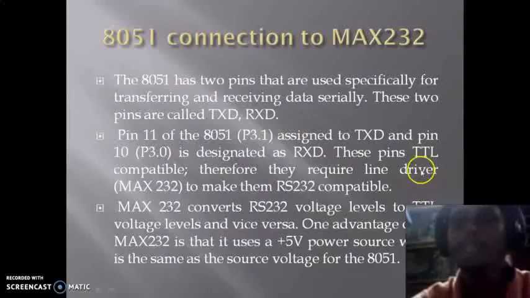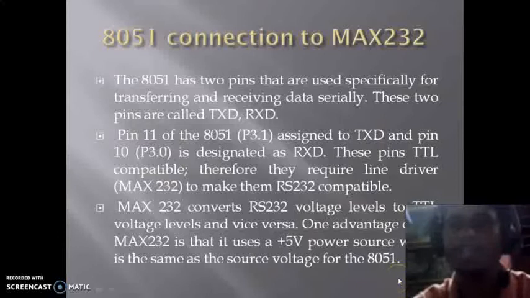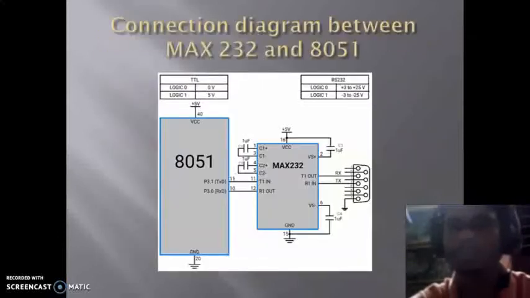These pins are TTL compatible, and therefore they require the MAX232 line driver to make them RS232 compatible. So the MAX232 converts RS232 voltage levels to TTL voltage levels and vice versa. I already discussed how this can be done. One advantage of the MAX232 is that it uses a +5 volt power source, which is the same as the source voltage of the 8051 microcontroller. So at the same time we can use +5 volts with the MAX232.